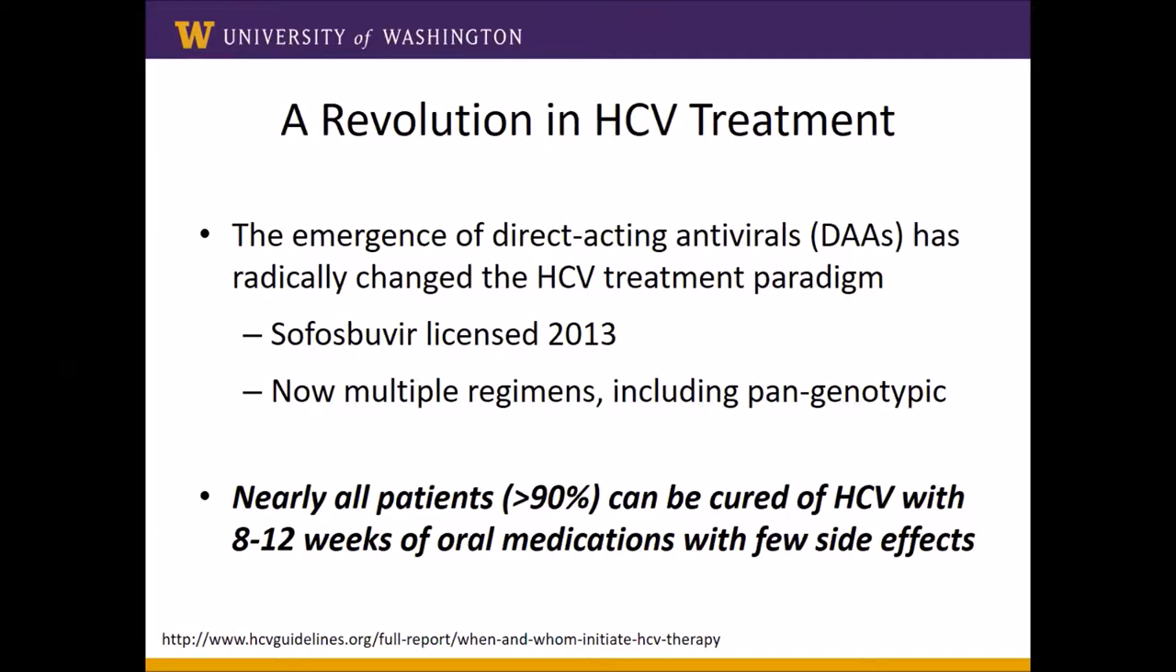Sofosbuvir was the first DAA to come on the scene in 2013, but now there exist multiple regimens, including medications that will treat all genotypes, so are pan-genotypic. So we've really reached a new era where nearly all patients can be cured of hepatitis C with just 8 to 12 weeks of oral medications with few side effects.